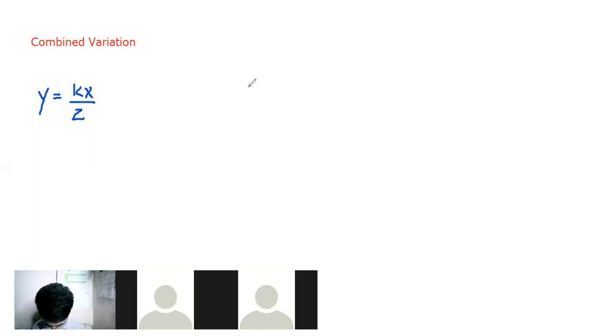An example of this is force. Force, the attraction of the body, varies directly to the mass M and inversely as the square of the distance from the body. We are not working on these, they are just examples.